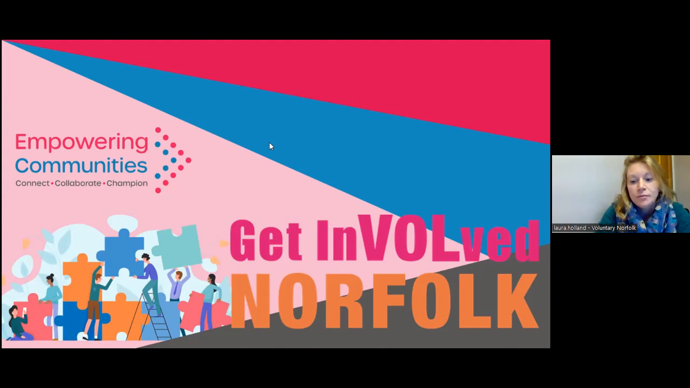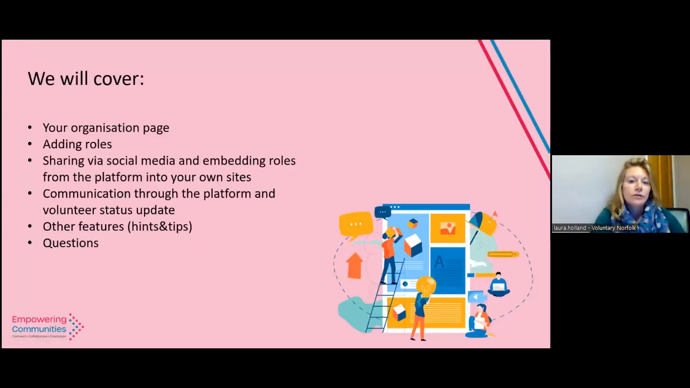So I'm hoping this all works okay. What I'll go through is a brief overview on the organisation's page, good things to include on that. Adding roles and the types of roles that you can add onto the platform, sharing your roles once they've been published, either via social media or onto your own websites, how the communication features work on Get InVOLved, like the messaging service, and how to update volunteer statuses. So that's if you've accepted a volunteer or if they've declined for whatever reason, or maybe you've put them on a reserve list. We've also got a few other features that you might not be aware of, and a few hints and tips that we've started to build up on our own journey of using it as well.